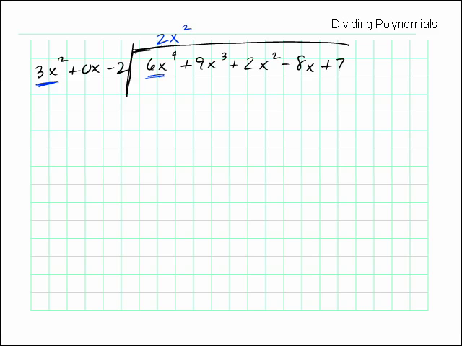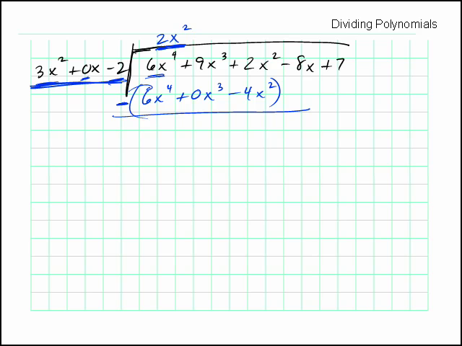And now we multiply like before. We take this 2x squared and we multiply it by this trinomial out here. That'd be 6x to the fourth. A 0 times a 2, of course, is 0, but I'm just going to write it as 0x cubed for placeholder purposes. And then 2x squared times negative 2 is negative 4x squared. Okay, draw a line and subtract. Minus, subtract. Okay, that's 0. X to the fourth is gone.